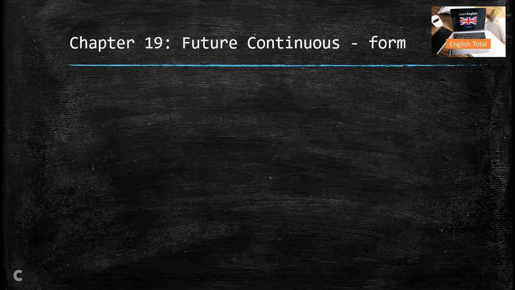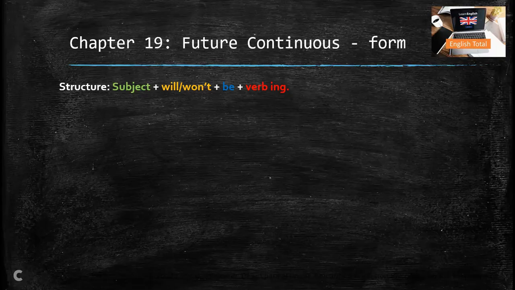Let's move on to talk about sentence structure. This is how you form sentences in the future continuous. First, there's the subject, followed by will or won't if the sentence is negative, then the verb be, and finally the main verb in ing form.